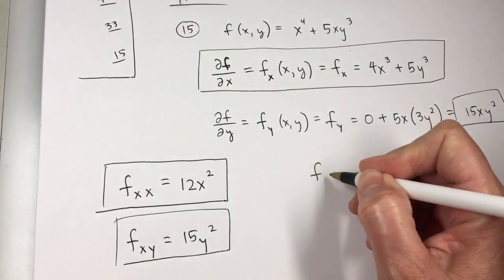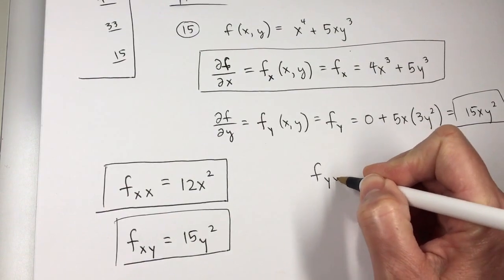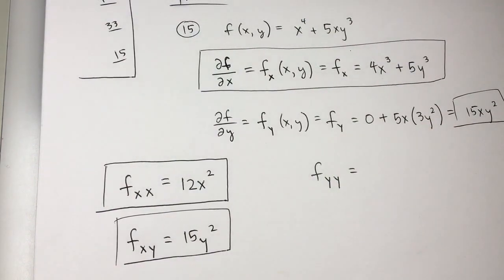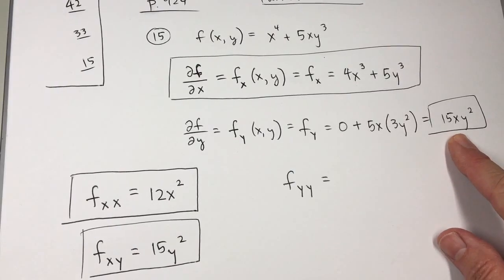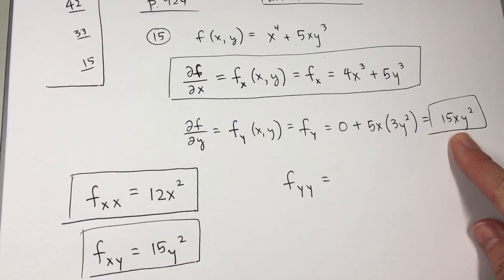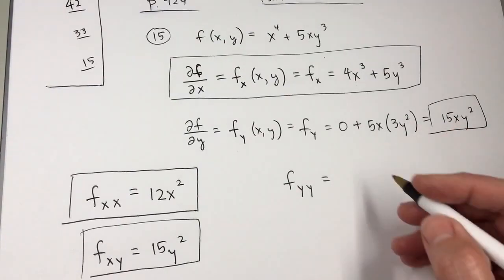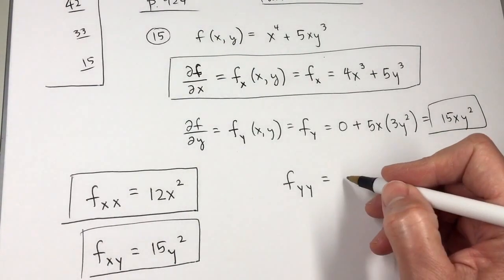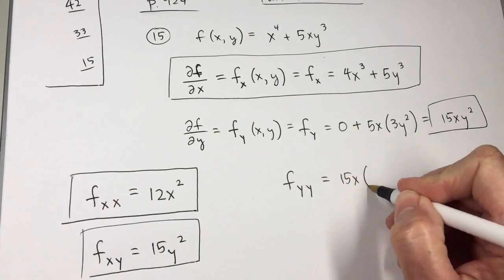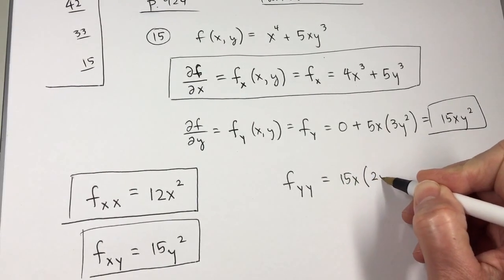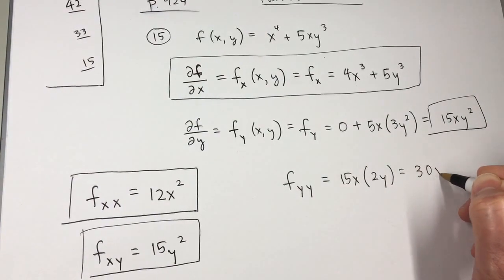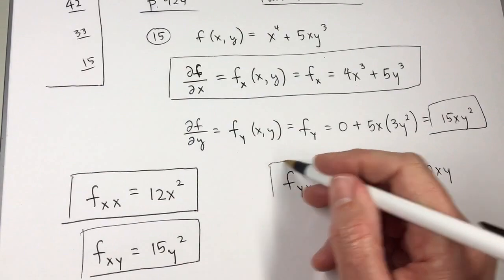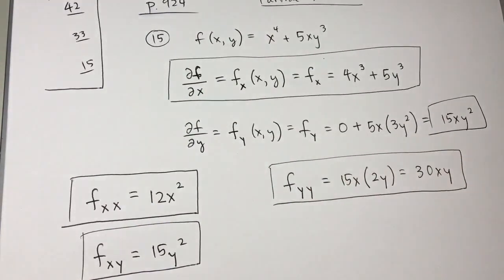Then let's do the partial of f with respect to y, and then y again. So now I'm looking at this answer I got when I did the partial with respect to y the first time, 15xy squared. This time x is a constant, so what would this be? 15x is a constant. 15x times 2y, so that's 30xy. I'll put a box around the whole thing, but here's my final answer, 30xy.